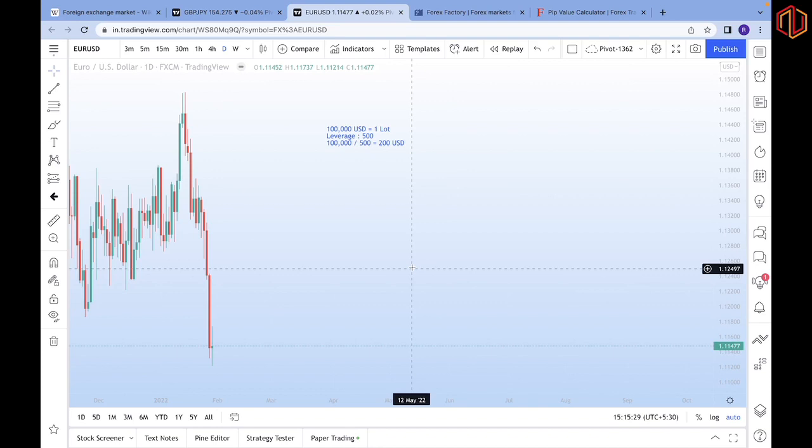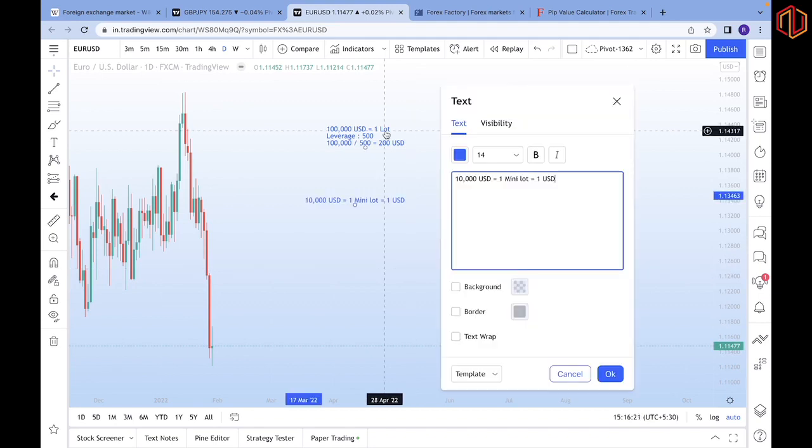Instead of 100,000 USD, which is equal to one lot, you can take say 10,000 USD worth of currency, which is equal to one mini lot, which means one pip movement will be equal to 1 USD. Whereas for a standard lot, or one lot, one pip movement is equal to $10. For a mini lot, one pip movement is equal to $1.